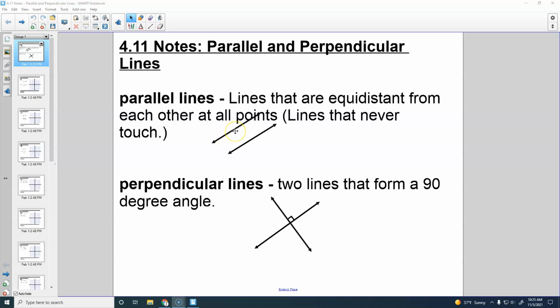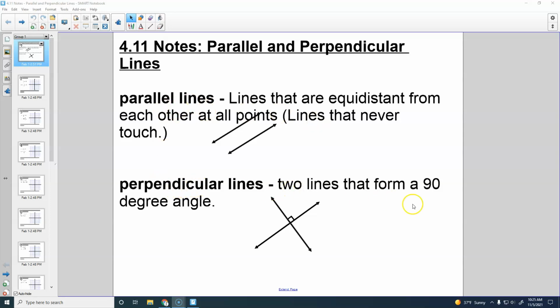It's just talking about parallel and perpendicular lines. These should be definitions that you've seen before. Parallel lines are lines that are equidistant from each other at all points. They're never going to touch, right? So I think you guys are familiar with that.